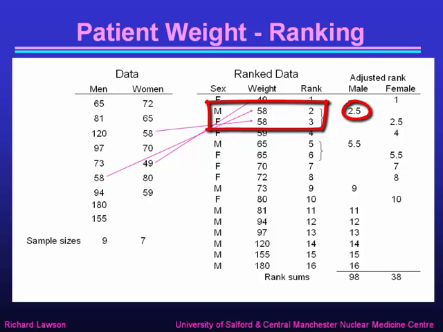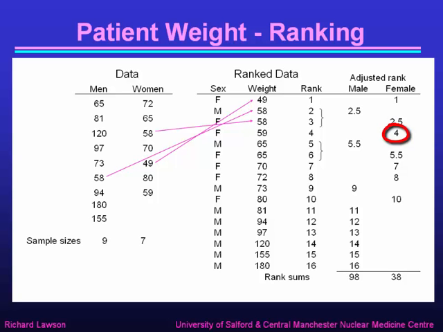One of them was a male and one was a female, so one goes in the male column and one in the female column. The rank of 4 of 59 kilograms is a female, and then we have a tie with a weight of 65 at ranks 5 and 6, so we give a 5.5 to each of those. One was a male and one was a female, and so on down the ranks, allocating them to male or female as appropriate.